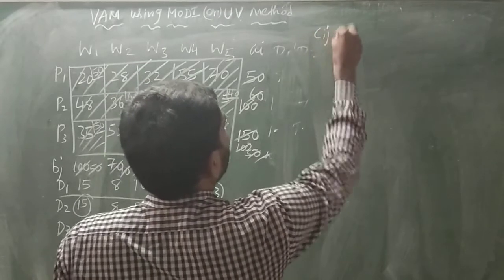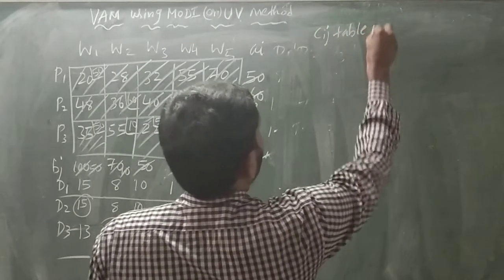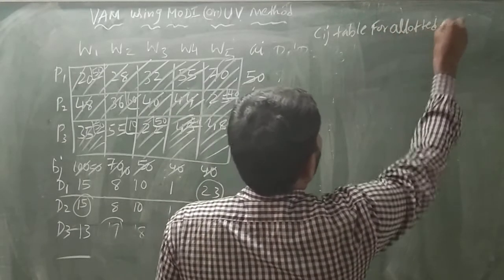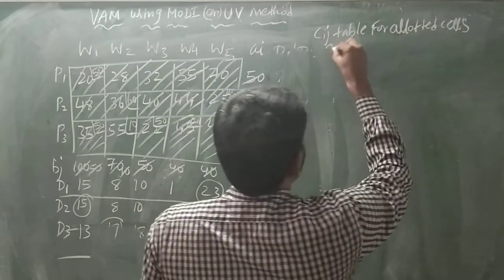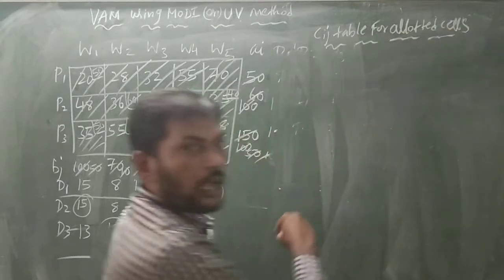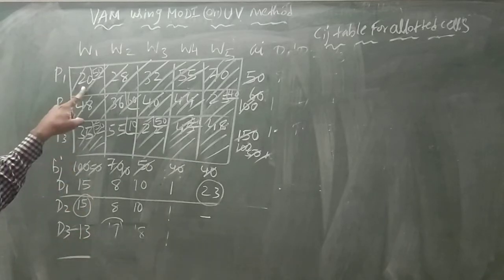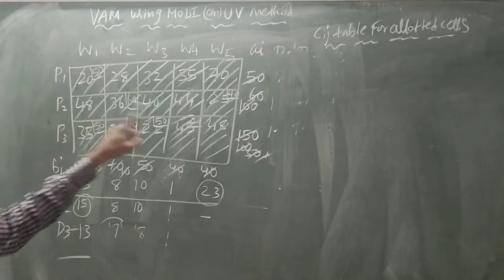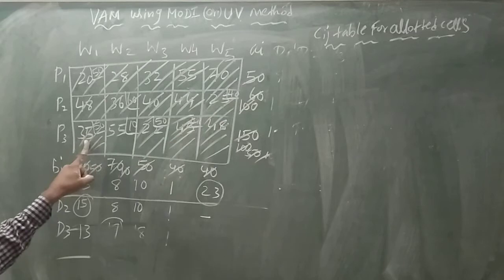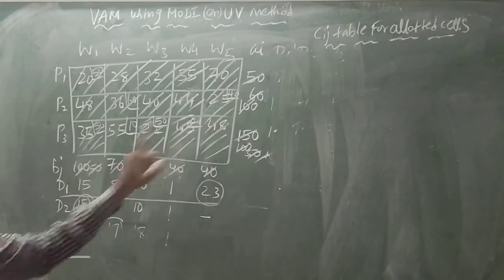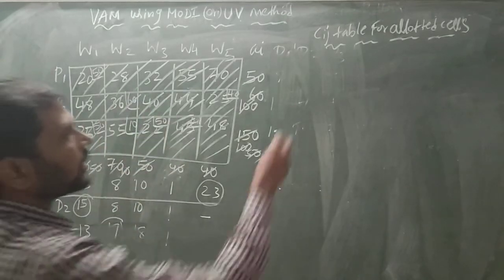So Cij table for allotted cells. In this table the allotted cells are first row, first column; second row, second column; second row, fifth column; third row, first column; third row, second column; third row, third column; and fourth row, fourth column. So these are the allotted cells.